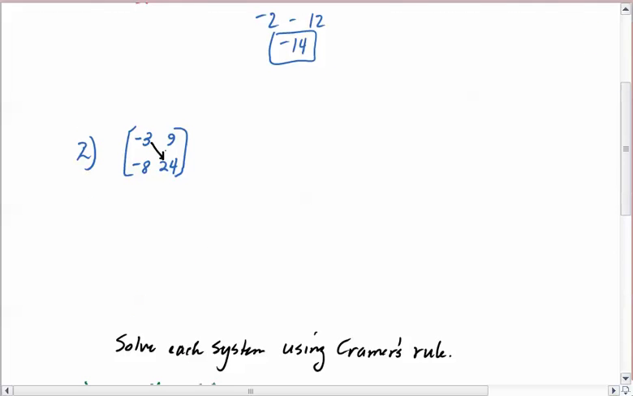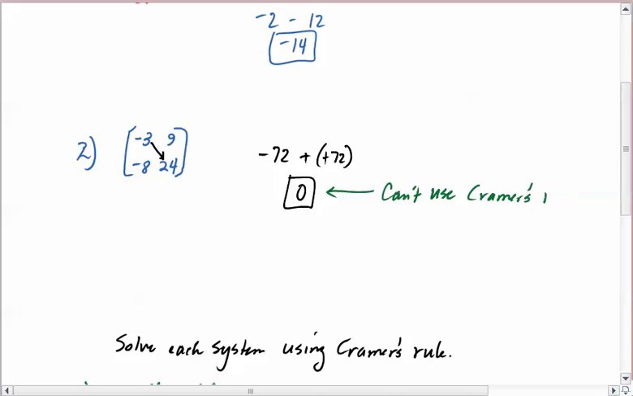Let's take a look at the next one here. So we have this. Negative 3 times 24 is negative 72 minus 9 times 8 negative, which is negative 72. I didn't give you individual steps, but you can look at the multiplication. Now that becomes a plus, and this becomes 0. When you have a determinant that's 0, this is when we can't use Cramer's rule. You're going to see why in a minute, because I'm about to do Cramer's rule. So we can't use Cramer's rule when the determinant is 0.